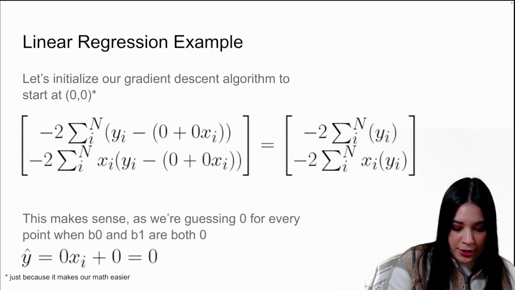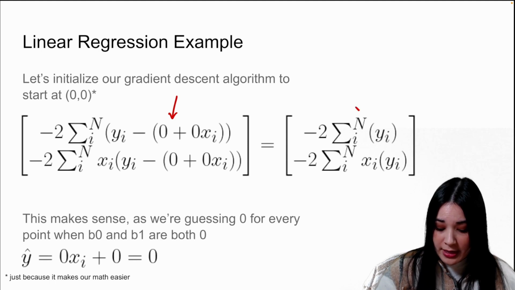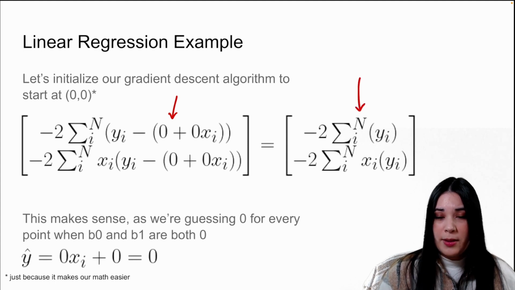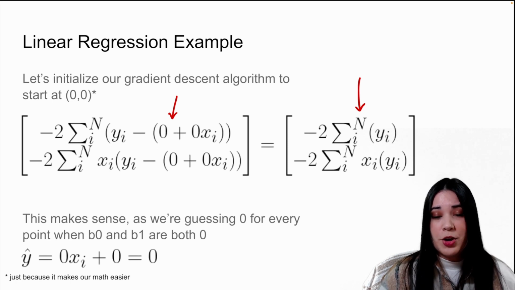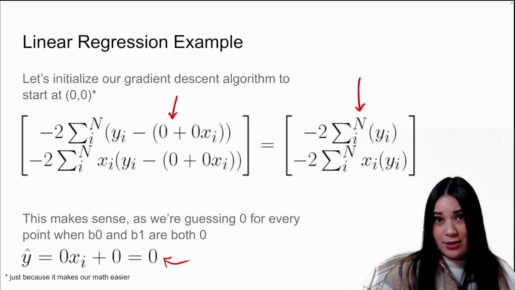Here you can see that gradient that we calculated on the previous screen, and here you can see that same gradient, but I've plugged in 0 for both the intercept as well as the coefficient. If you take a second to look at what the gradient is, it should make intuitive sense, because if you think about a linear regression with intercept and coefficient being 0, that just means we're going to predict 0 for every single data point.